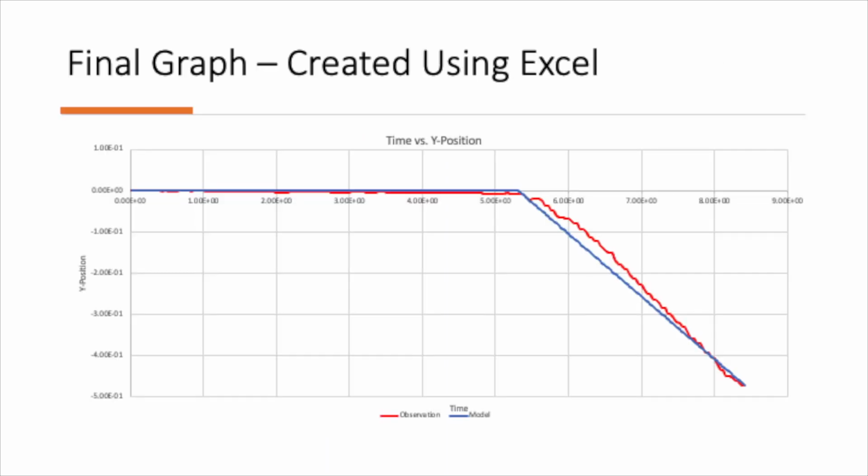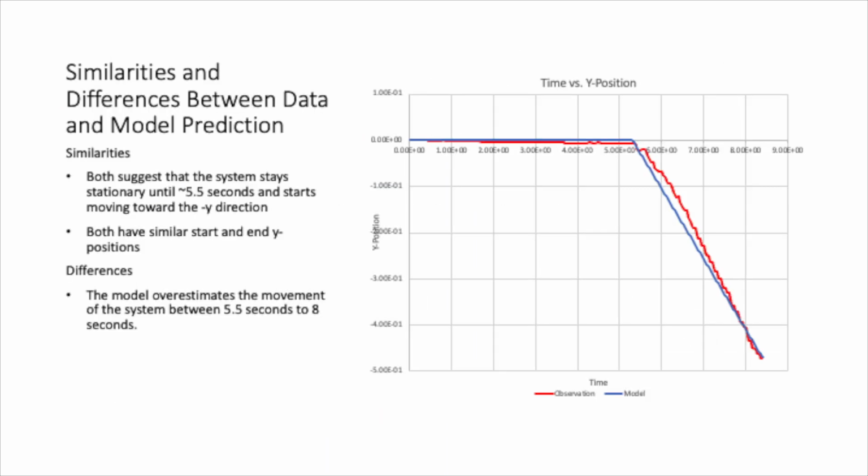This is the final graph, which was created by Excel. The similarities are that both suggest that the system stays stationary until about 5.5 seconds and starts moving towards the negative y direction. Both have similar start and end y positions, and the difference is that the model overestimates the movement of the system between 5.5 seconds and 8 seconds.